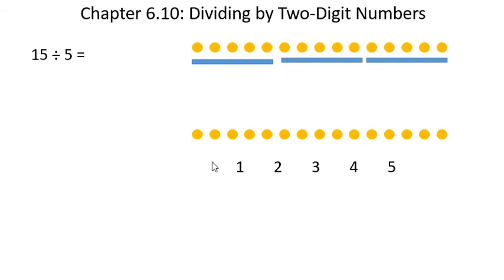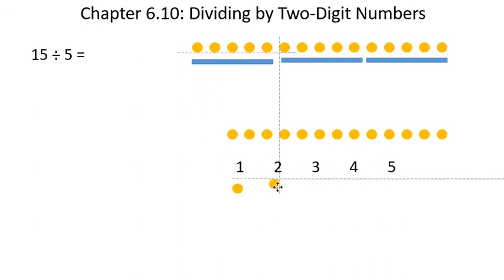I could look at it as saying, I have 15 counters, but what if I put them into 5 groups? How many would go into each group? So let's do that now. I'm going to physically move them because you have to absolutely understand this part for the bigger numbers to make any sense. So let's do this.